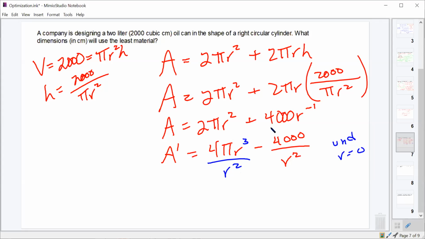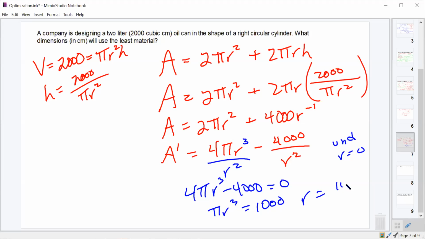And so we'll check when this equals 0. So that'll be when 4 pi r cubed minus 4,000 equals 0, or when pi r cubed equals 1,000, or when r equals 10 over the cube root of pi. Good or no? Okay, and then once again, 2 options, either a sign chart or a second derivative test. Doesn't really matter which one you use. Let's do just the sign chart this time.